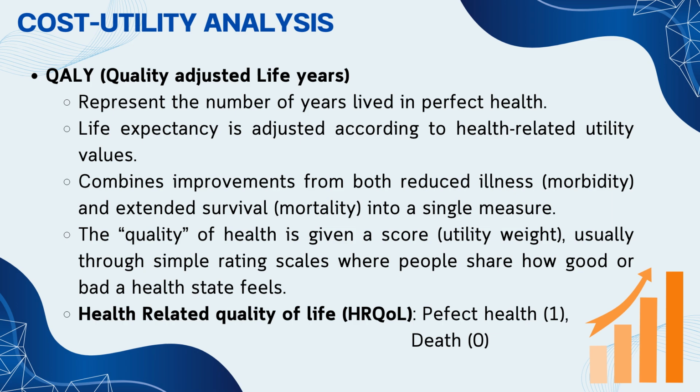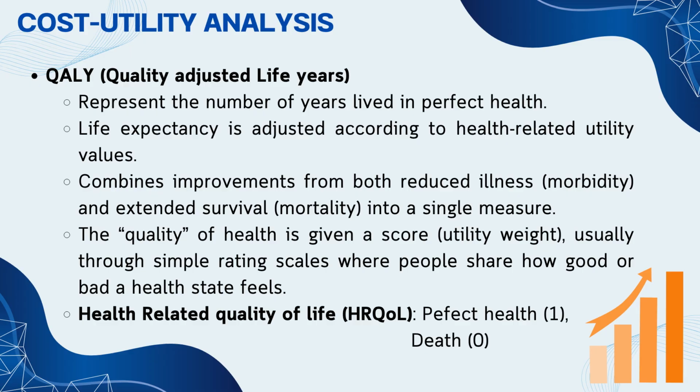QALY represents the number of years a person lives in perfect health. It adjusts life expectancy according to health-related utility values. This measure combines both improvement in health quality and survival. The quality of health is given a score, called the utility weight, usually measured on a rating scale. For example, perfect health is 1 and death is 0.